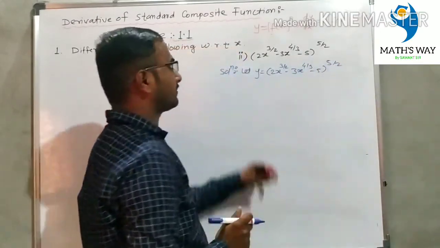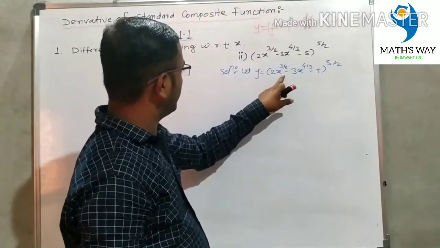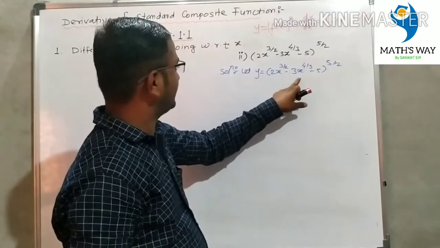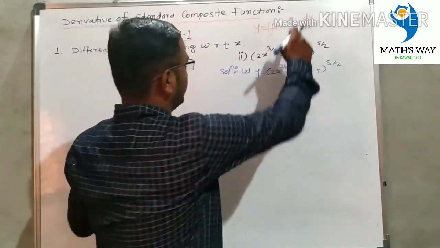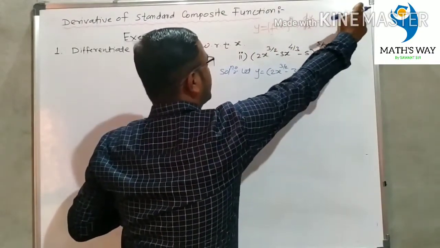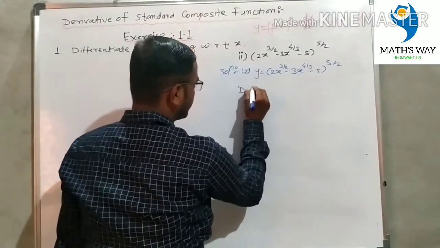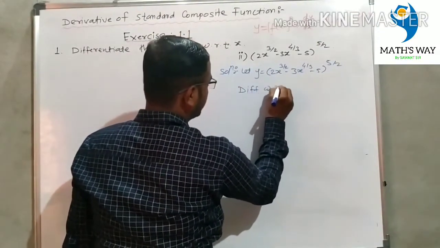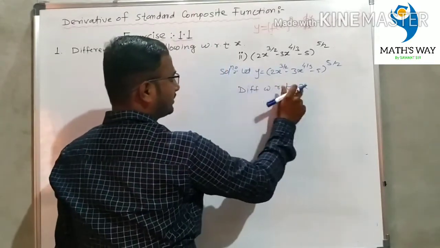So by using this formula, y equals f of x to the power n, where f of x equals 2x to the power 3 by 2 minus 3x to the power 4 by 3 minus 5, and n is 5 by 2. We use the formula n into f of x to the power n minus 1 into f dash of x. So differentiate y with respect to x.